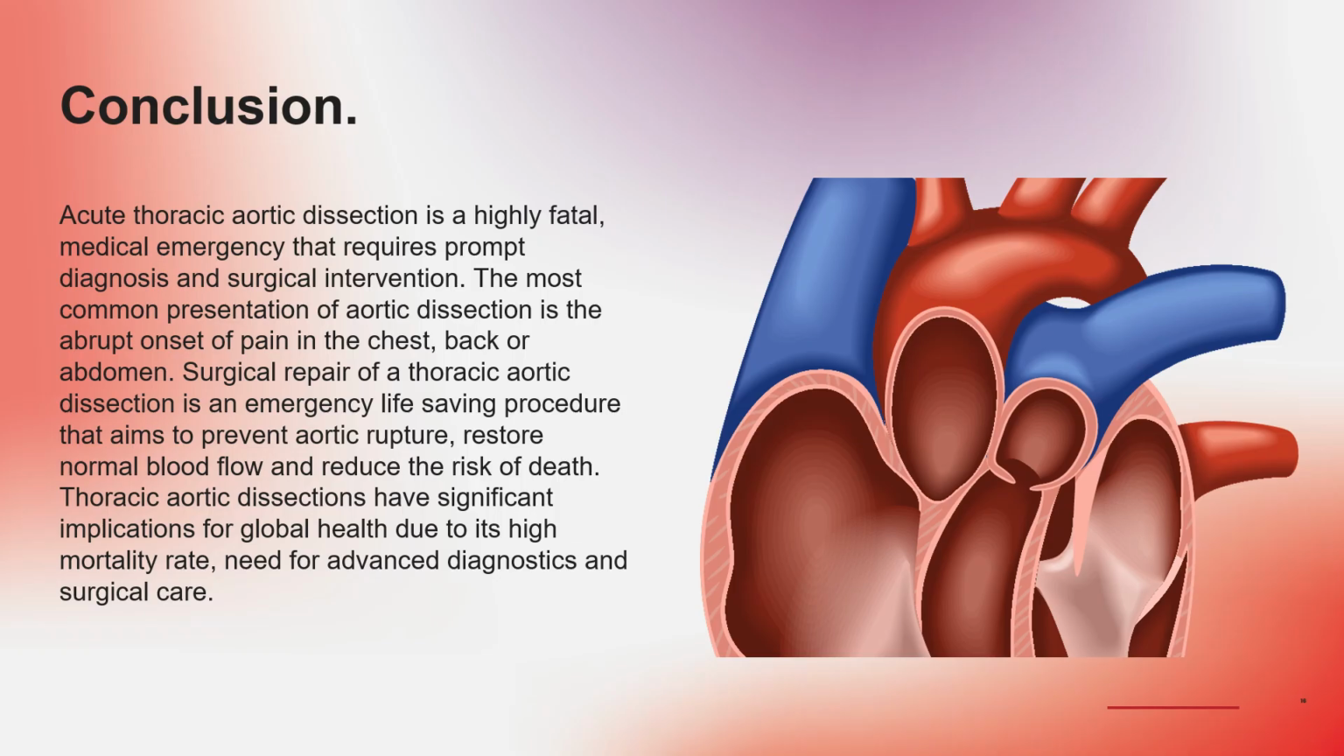In conclusion, acute thoracic aortic dissection is a highly fatal medical emergency that requires prompt diagnosis and surgical intervention. The most common presentation of aortic dissection is the abrupt onset of pain in the chest, back, or abdomen. Surgical repair of a thoracic aortic dissection is an emergency, life-saving procedure that aims to prevent aortic rupture, restore normal blood flow, and reduce the risk of death. Thoracic aortic dissections have significant implications for global health due to its high mortality rate, need for advanced diagnostics, and surgical care.